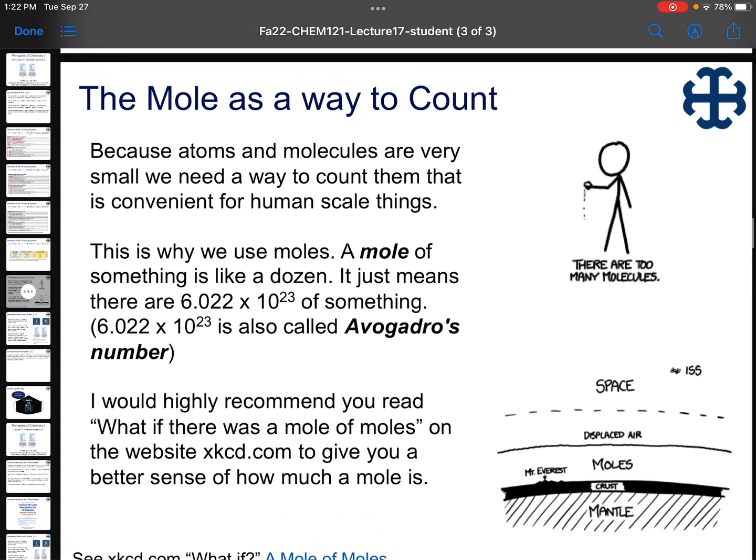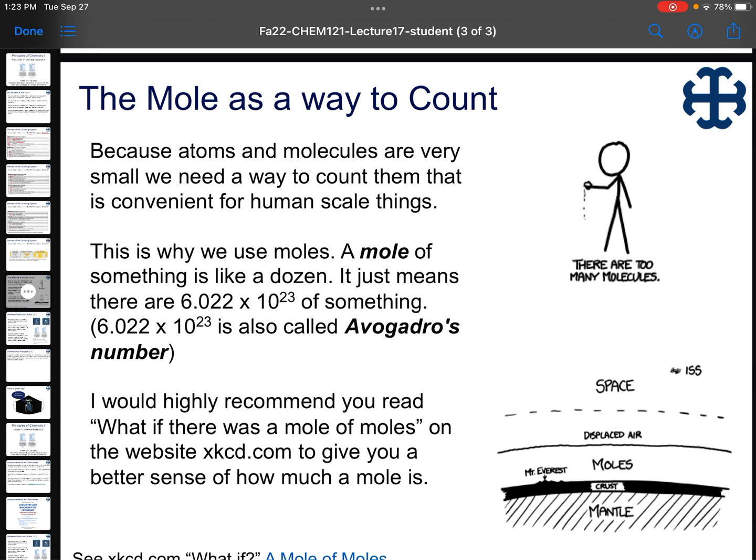And so hopefully this slide looks familiar. It was from a couple weeks ago, talking about a mole. And so just a reminder that a mole is something like a dozen, but instead of being 12, a mole is 6.022 times 10 to the 23rd of something. This is something that we call Avogadro's number. So I'm going to be using that quite a bit in the pre-lecture and then in class today.